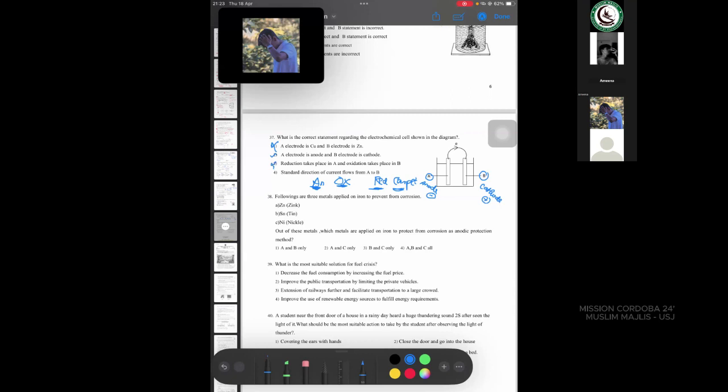So this is wrong. Standard direction of current is A to B. Wrong, no, you all yourselves told me it's B to A. So therefore it's wrong. The correct answer is answer number 2.